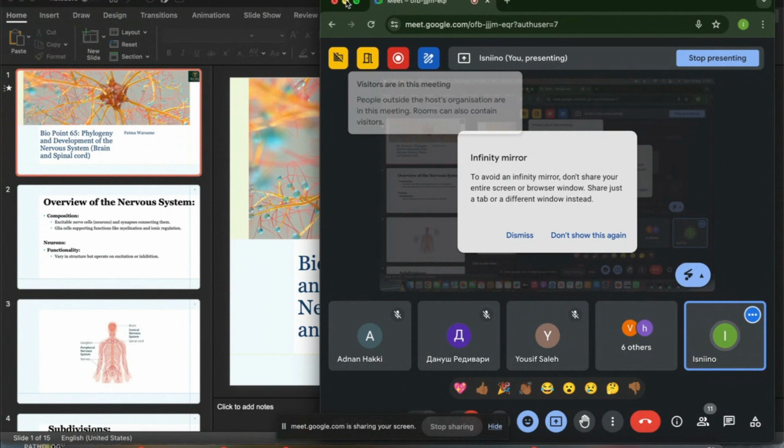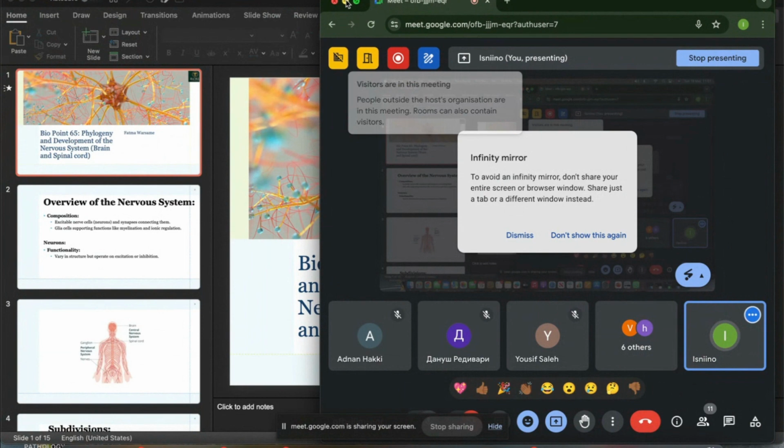So now the phylogeny and the development of the nervous system. So first, we have to talk about the overview of the nervous system. So very simply, the nervous system is made out of excitable nerve cells called neurons, and then we have the synapses, which are the gaps in between these neurons, right? Then we have glial cells, which support functions like myelination and ionic regulation.